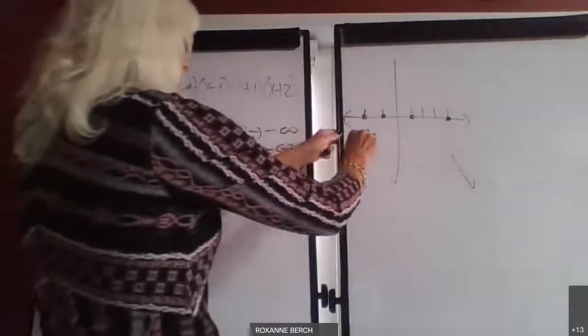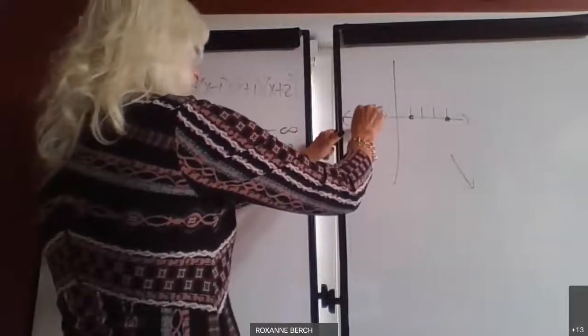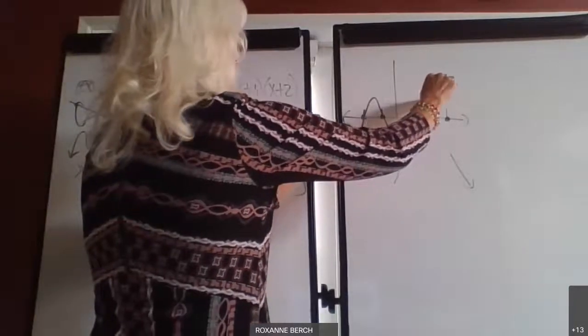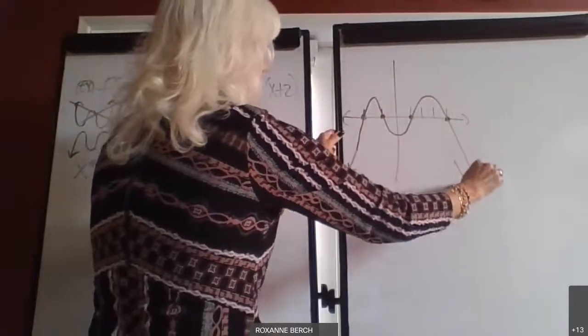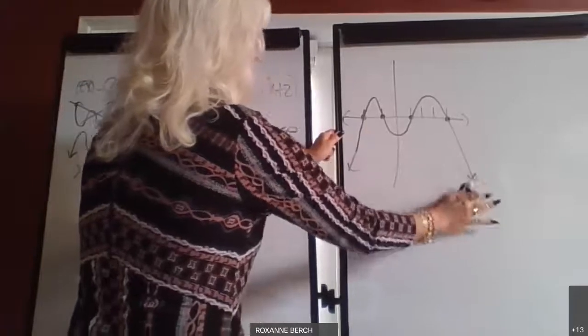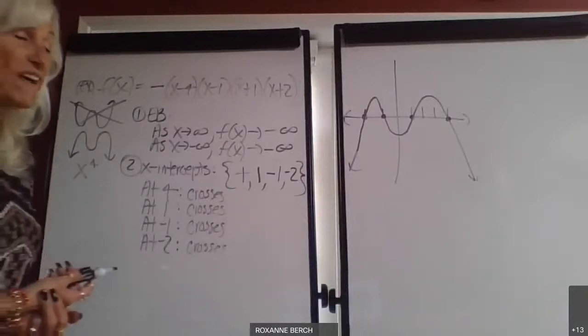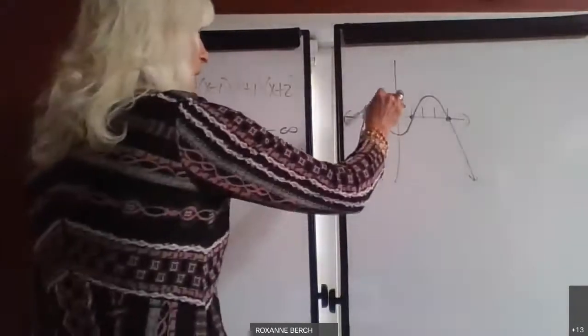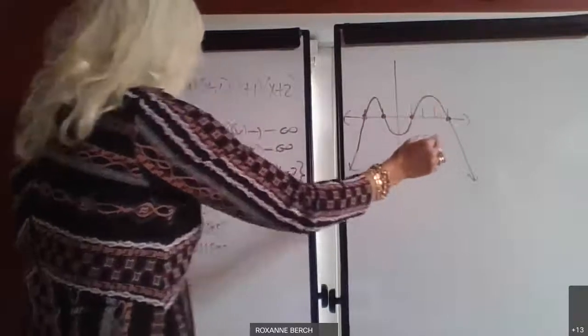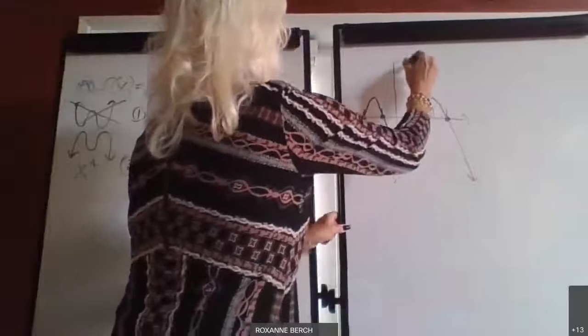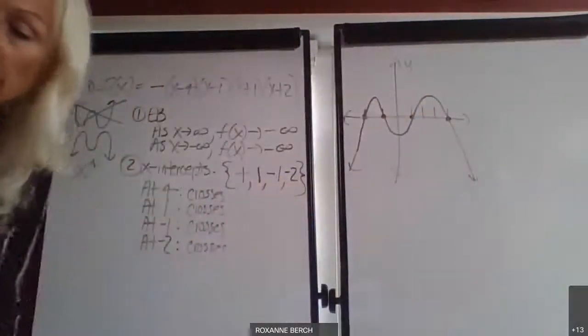So we're going to cross through -2, we're going to cross through -1, we're going to cross through 1, we're going to cross through that. Now, like I said, we would have to investigate more to know how high this is or how low, but this is a really good sketch of the graph. That's a really good sketch of the graph right there.